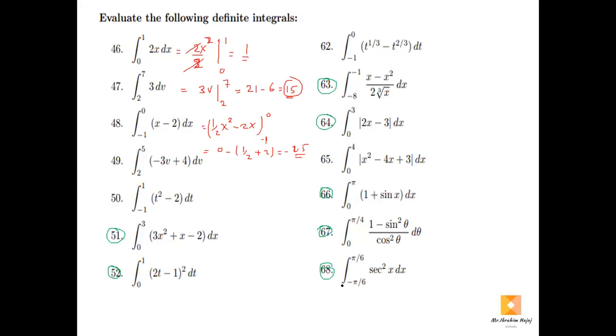Okay, the figure is finished, right? Very easy, guys. In questions 66 and 67, you have to change 1 minus sine squared to cosine squared and cancel them out first. The trick is easy. And the last one is tangent. So no need to solve the 3 questions. If you have any problem, ask me on WhatsApp.